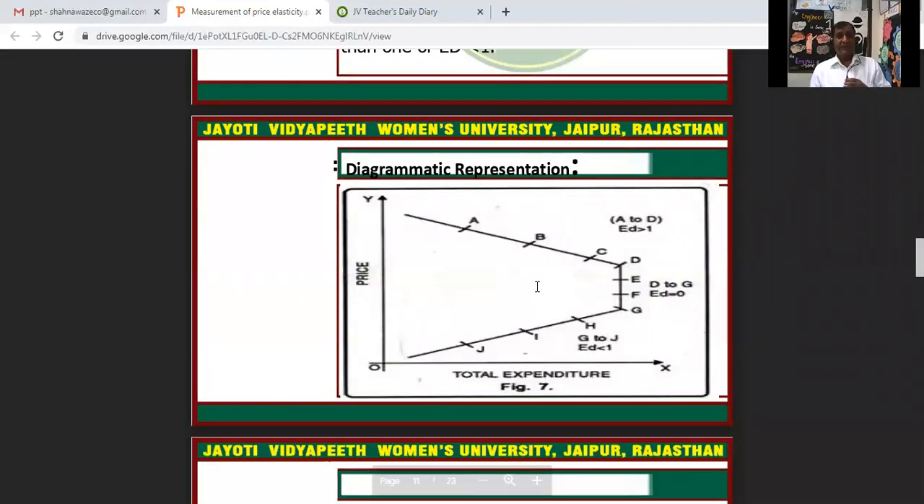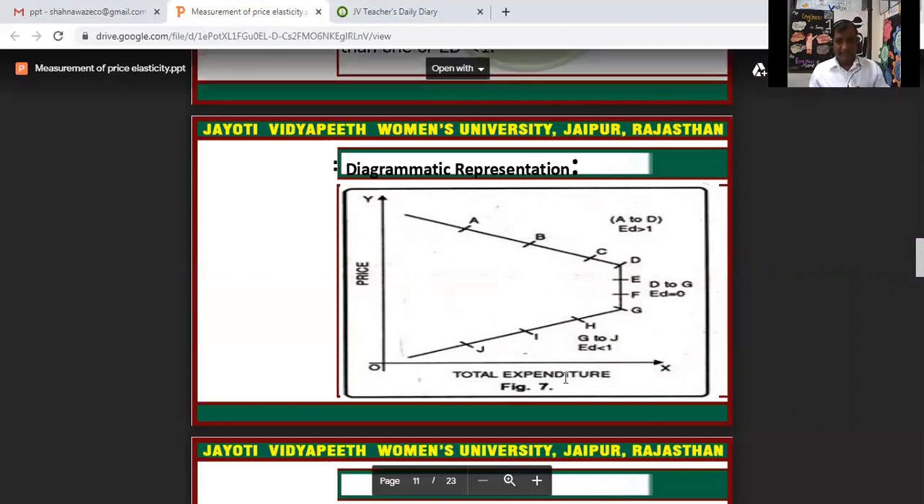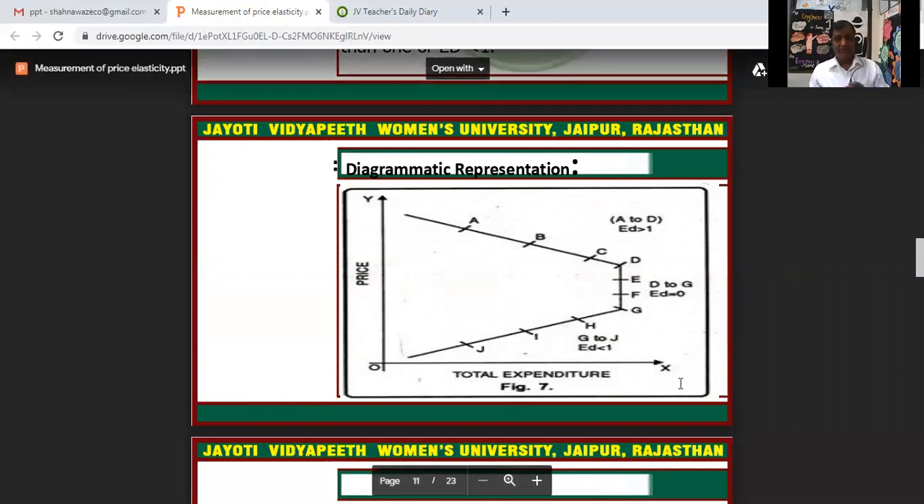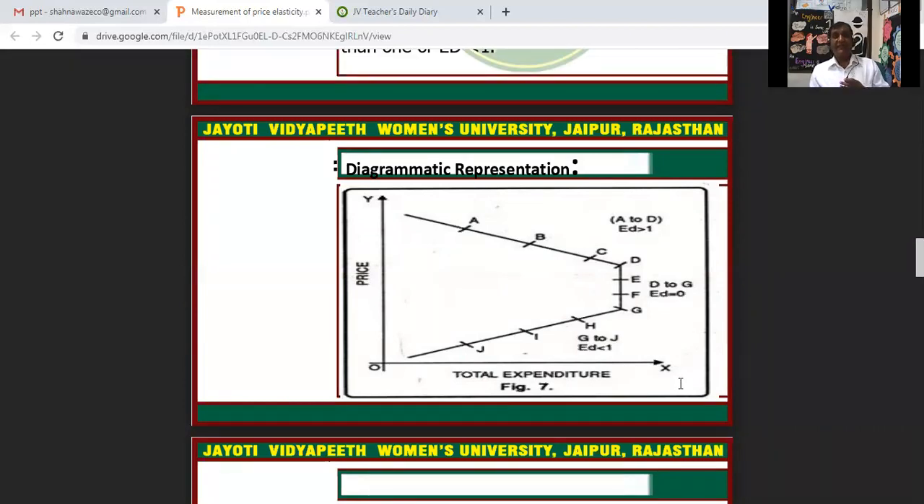ठीक है, तो आपको इसमें टोटल एक्सपेंडिचर मेथड होता क्या है? In the total expenditure method or total outlay method, we just check the direction of price and total expenditure. ठीक है, here the vertical axis shows the price and the horizontal axis shows the total expenditure, and we check the direction between price and total expenditure.